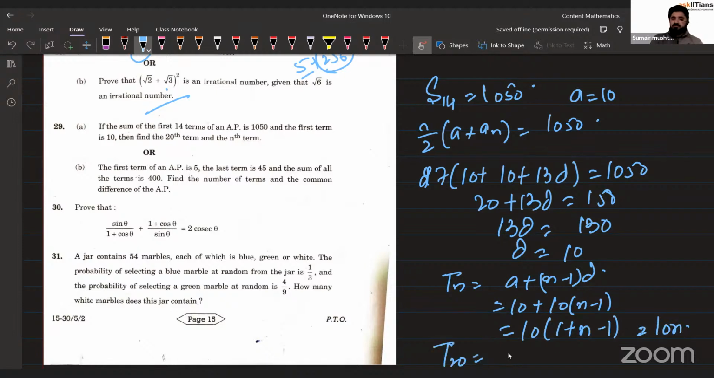T20th, that is the 20th term, is equal to 10 into 20, that's 200. You did the 29th? Okay. This is what I got. I thought I'm getting it correct. This is easy.